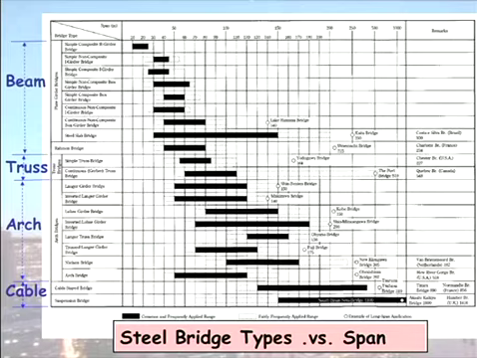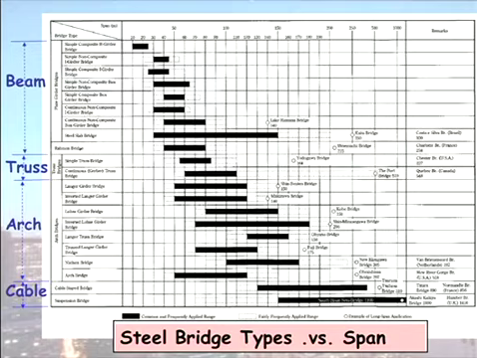So here is just an excerpt from some book about steel bridge types. You don't need to know what all these bridge types here are, but basically that first group of bridge types, the plate girder bridges, are beams. And you'll see here they're efficient from 0, 10 metres up to about 80 metres.